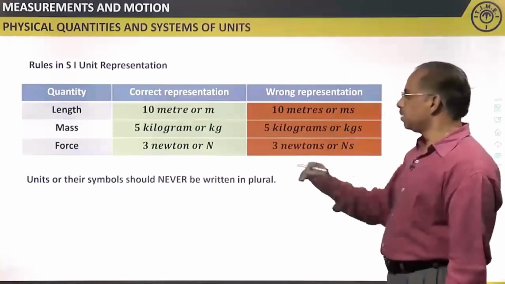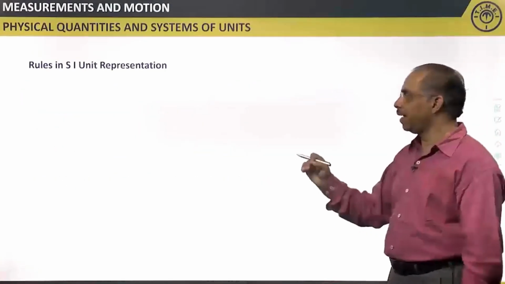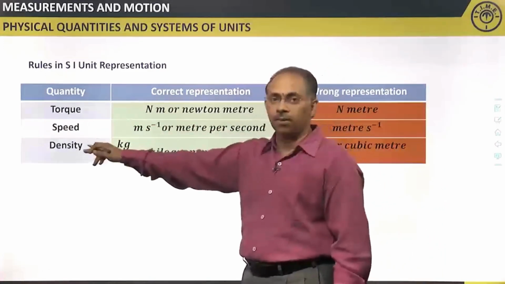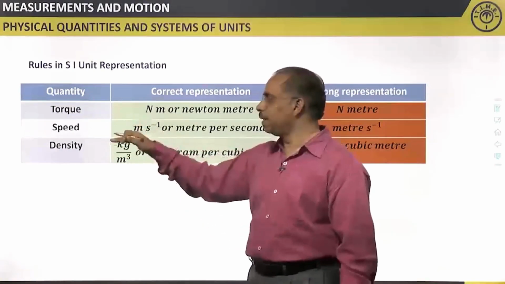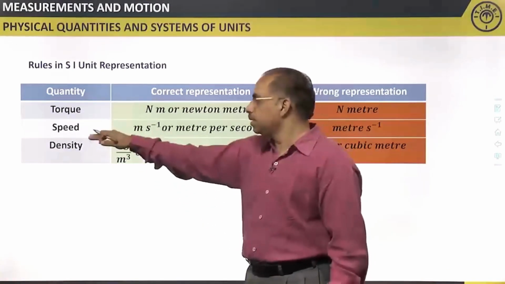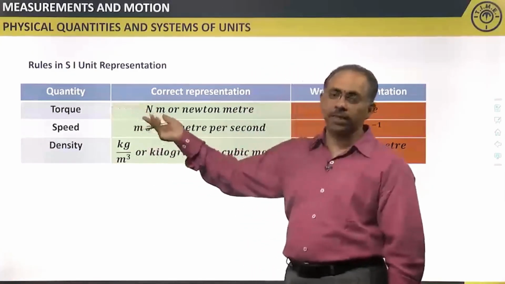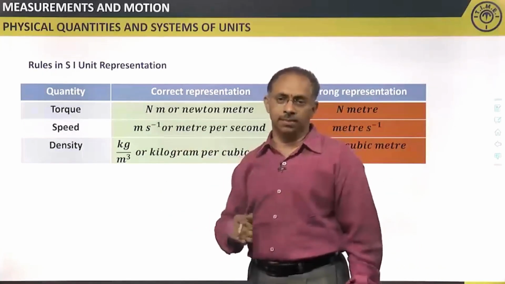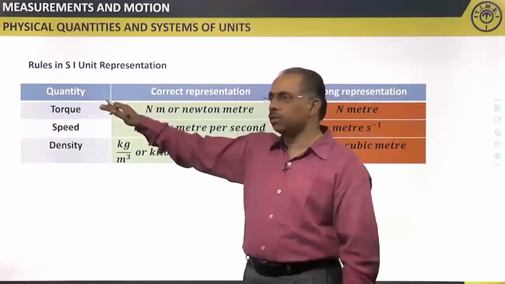So now this is one particular rule. Now, let us look at the next rule. Here I am representing some physical quantities. These are also derived physical quantities: torque, speed and density. Out of these, you will be able to know speed and density. Torque, you may not understand what it is. Basically, I will say force into distance. That is how you measure the torque. You will learn more about torque in higher classes.